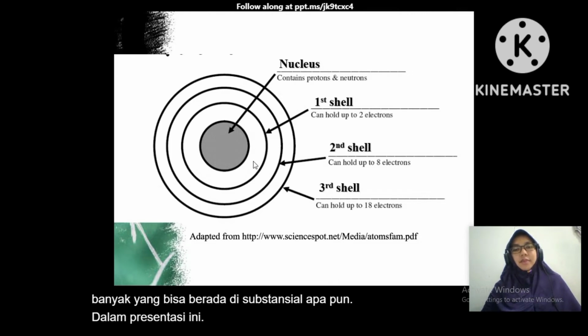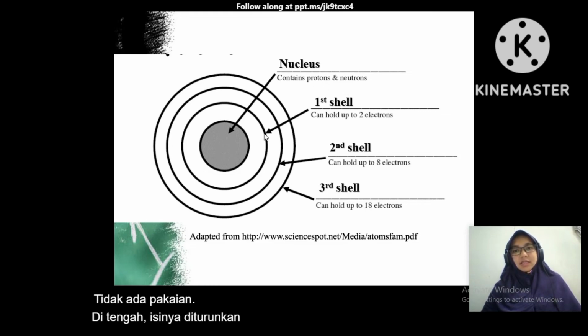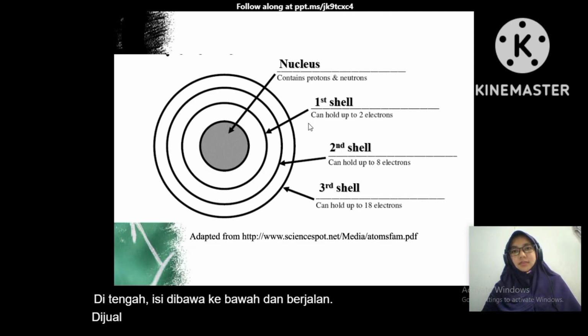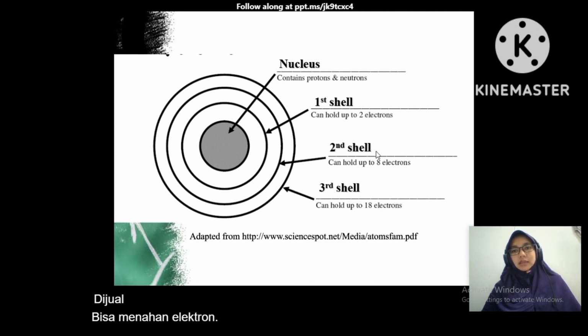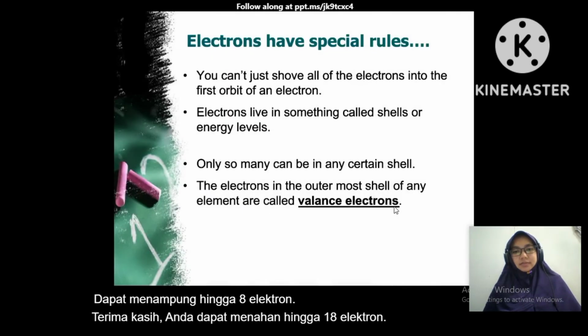In this presentation, we have an example. The nucleus in the middle contains protons and neutrons. The first shell can hold up to 2 electrons. The second shell can hold up to 8 electrons. The third shell can hold up to 18 electrons.